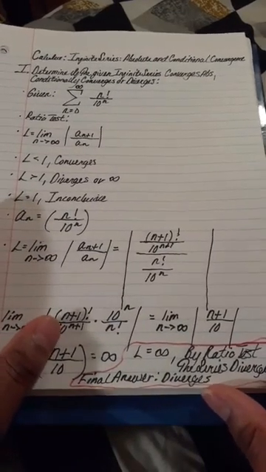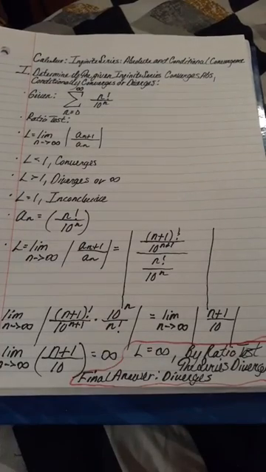But this is going to be your answer, and this is how you do absolute and conditional convergence.